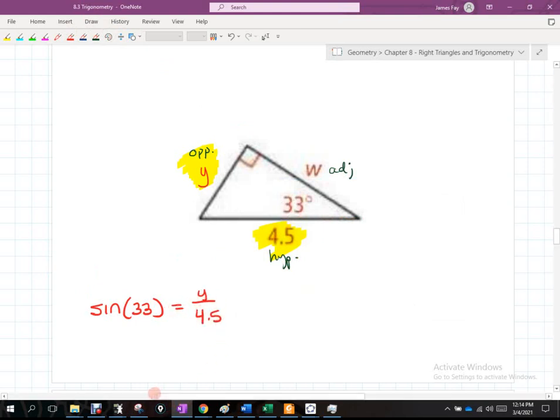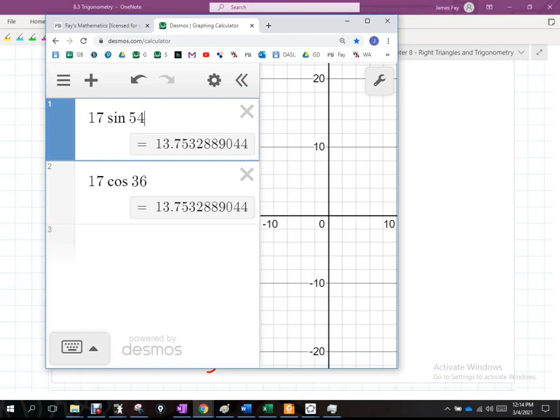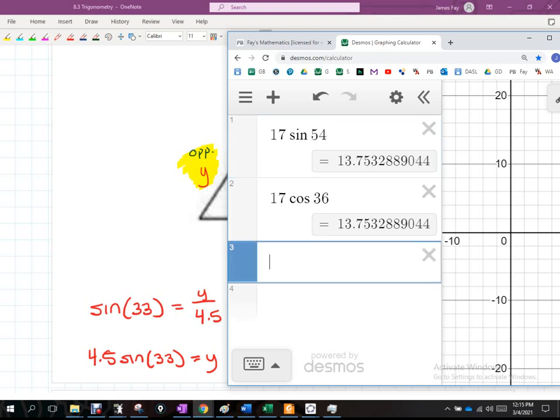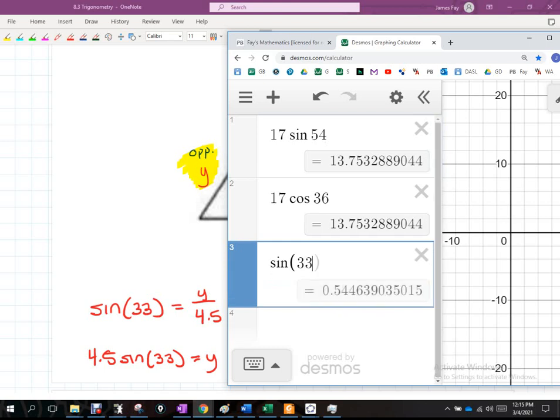So now what are you going to do to both sides? 4.5 sine of 33 is equal to Y. Now, just keep this in the back of your mind. It gives you a good idea to make sure that you've done things correctly. I do it because it tells me whether I'm in the right mode or not. You remember what sine of 30 was? It's 0.5. So sine of 33, because 33 is pretty close to 30, is pretty close to 0.5.